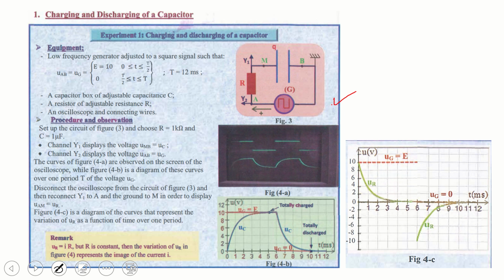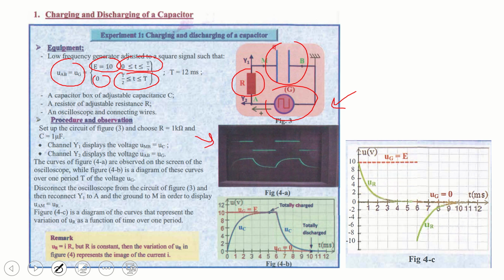In figure 3, we have an RC series grouping under a square voltage. So we have the resistor in series with a capacitor across a square generator. The square generator delivers UG equals E during the first half period, so from 0 to T over 2, and 0 during the second half period, from T over 2 till one complete period.